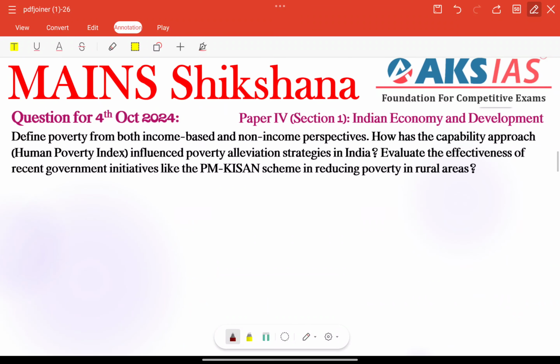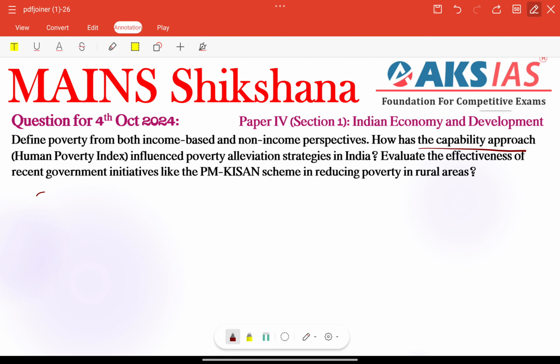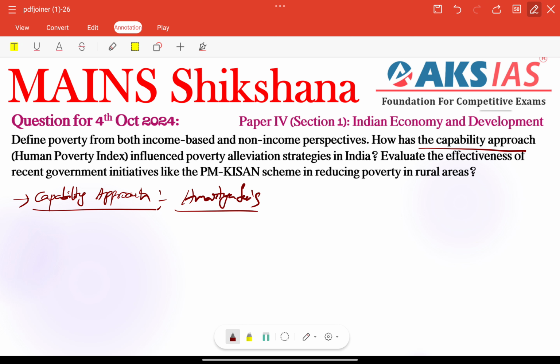Other than that, we need to connect our second important part, that is the capability approach. The capability approach, we need to mention here as a static part, background. Importantly, no need to worry about the human poverty index here. So Amartya Sen's approach should be written here. Amartya Sen's capability approach goes beyond the narrow definition of poverty as mere income deprivation. Here it is focusing on expanding individuals' capabilities, right? That is the meaning of the capability approach here, to lead meaningful lives.